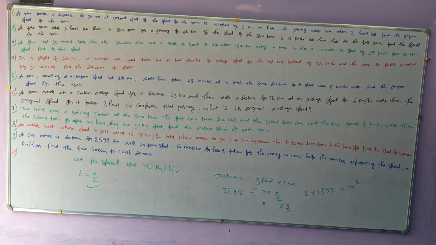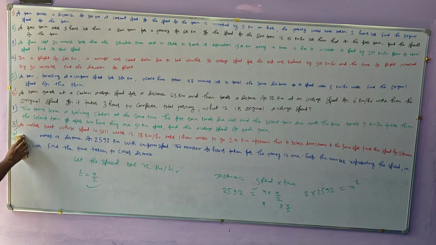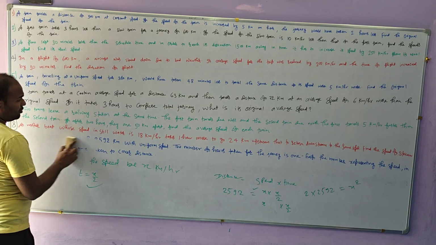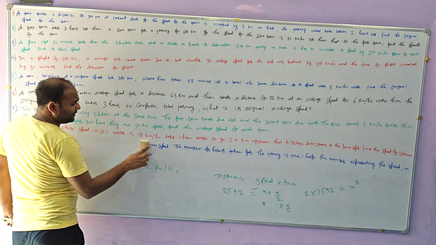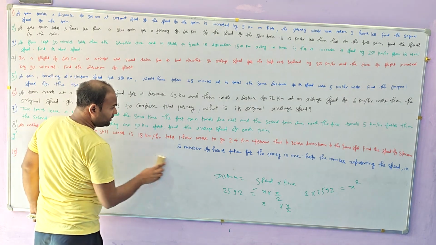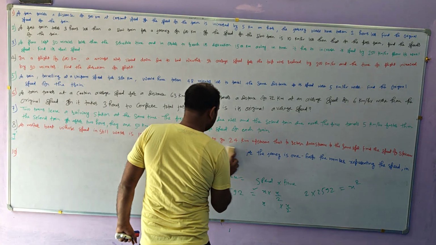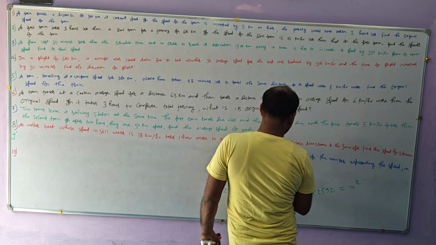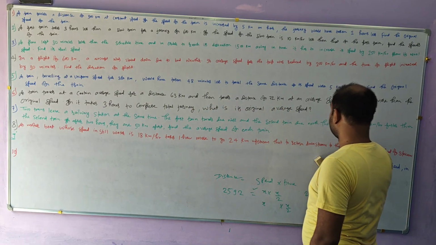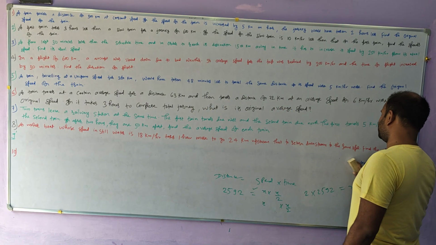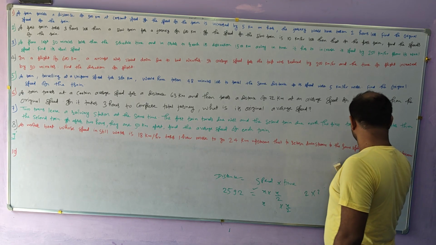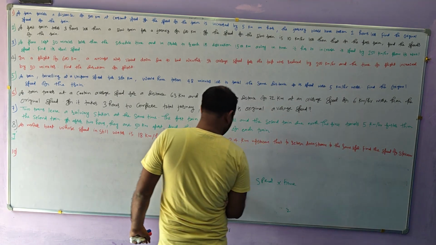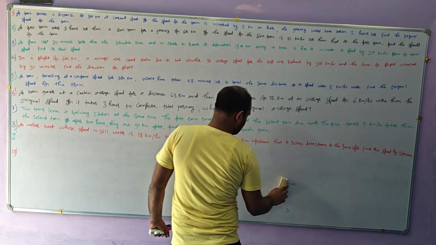Now in another question, a motorboat whose speed in still water is 18 km per hour takes 1 hour to go 20 km upstream, then to return downstream to the same spot. Find the speed of the stream.